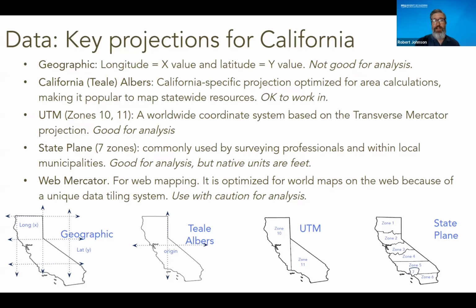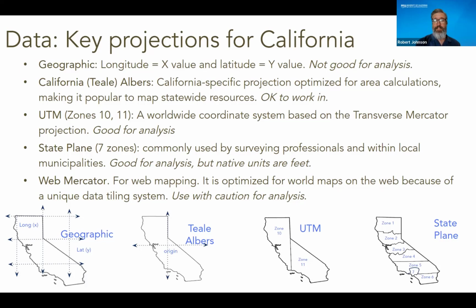UTM, Universal Transverse Mercator, is a really great worldwide projection system that splits the Earth up into a number of north-south running strips that they call zones. California is split between Zone 10 and Zone 11, but it's a really widely used projection system. It's great for analysis, including when you're dealing with some of the smaller areas. Next, state plane. If you've ever worked with any municipal data, you might be really familiar with this one. Every state in the U.S. has its own coordinate system where they take the state and split it up into a number of smaller zones.